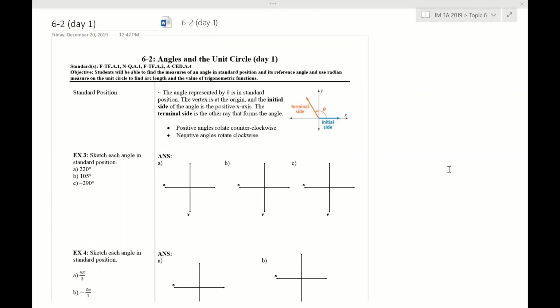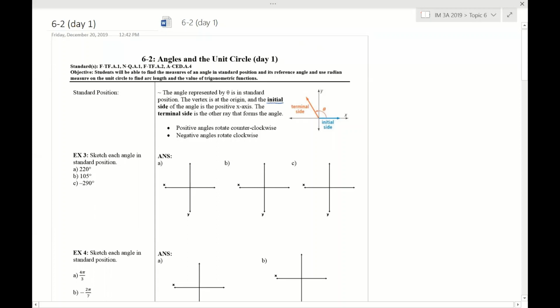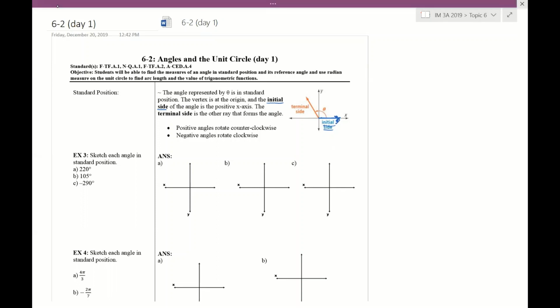An angle in standard position is represented by theta. The vertex is at the origin, and the initial side is the positive x-axis. So the initial side of an angle is always located on that positive x-axis. No matter what the measure of the angle is, if it's in standard position, its initial side, that ray on the right, is on that positive x-axis. The terminal side is the side that moves.